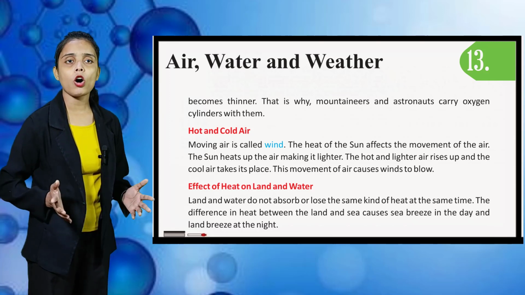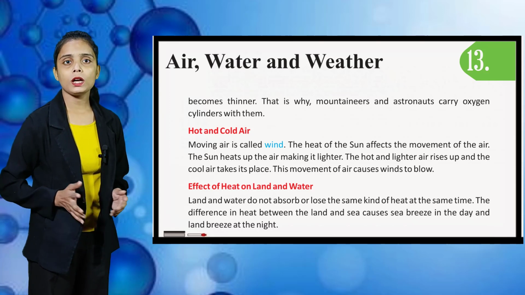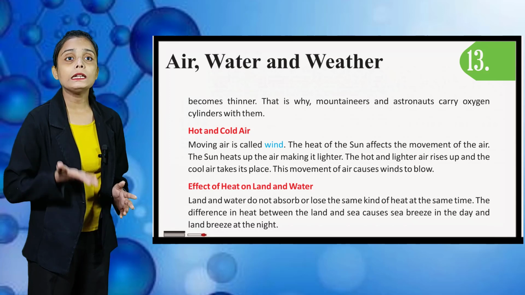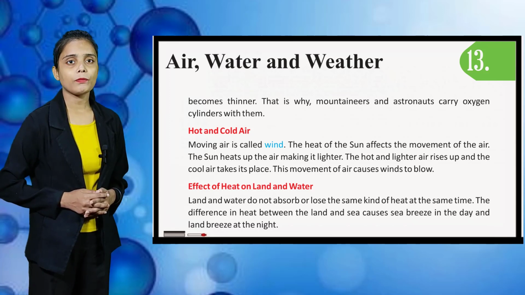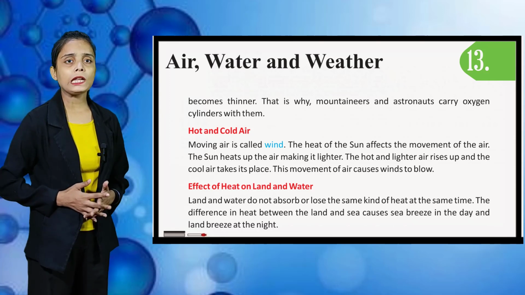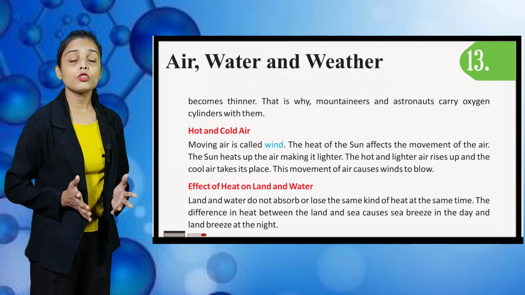Now let's see what is hot and cold air. Moving air is called wind. The heat of the sun affects the movement of the air. The sun heats up the air, making it lighter. The hot and lighter air rises up and the cool air takes its place. This movement of air causes wind to blow.